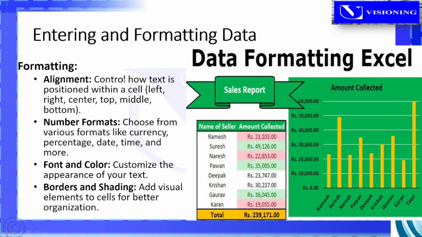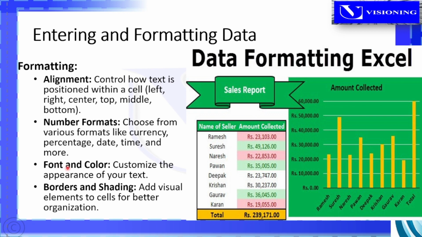So with the formatting, we have the alignment, which controls how text is positioned, like the position of the text, whether you want it to be on the left side in the cell or the right side in the cell, center, top, or middle. And you also have the number format. Choose from various formats like currency, percentage, date, time, and more. That's the number format, the format type you want your currency or your percentage to be in.